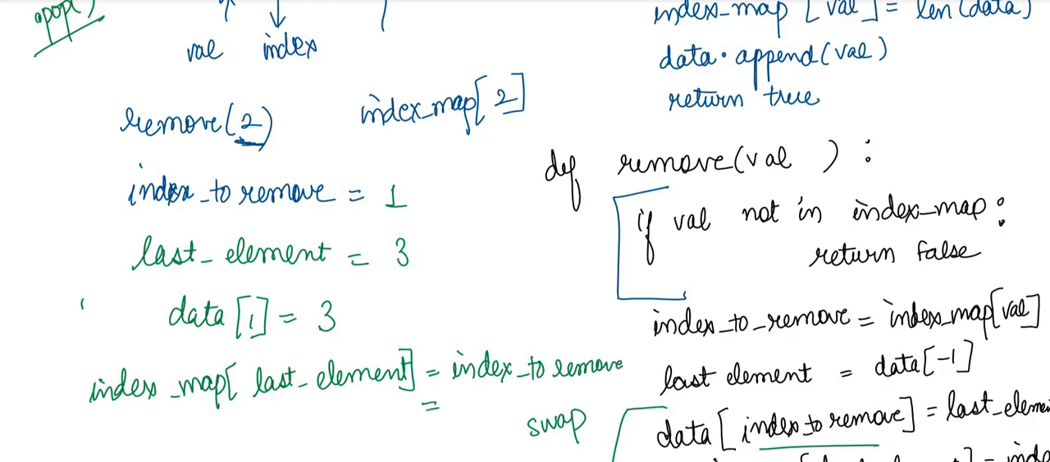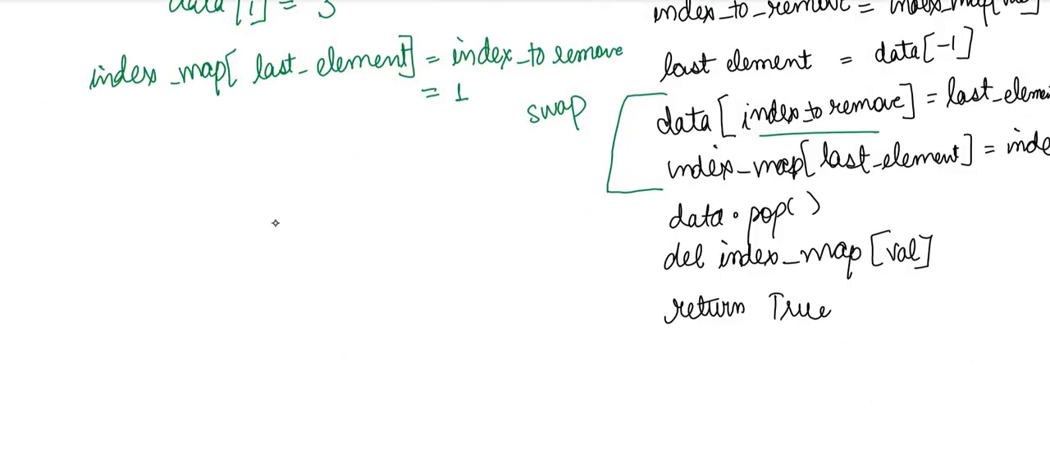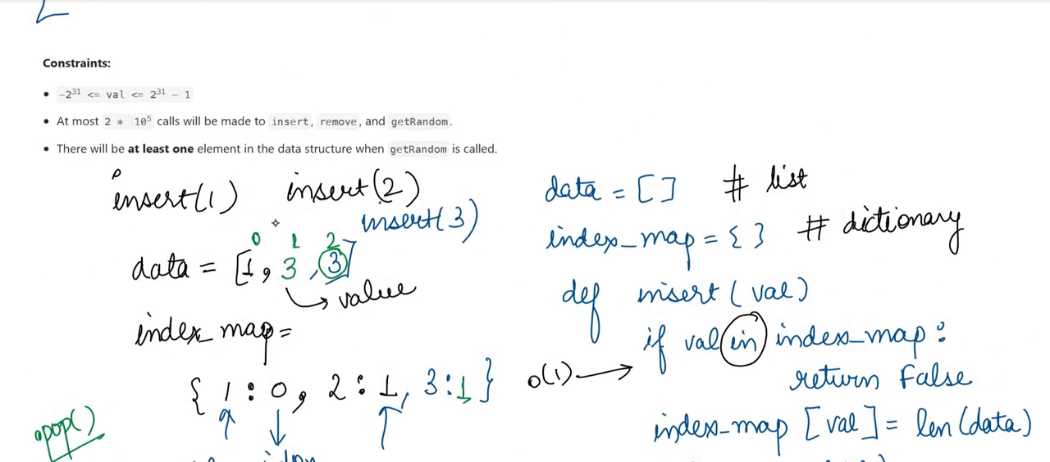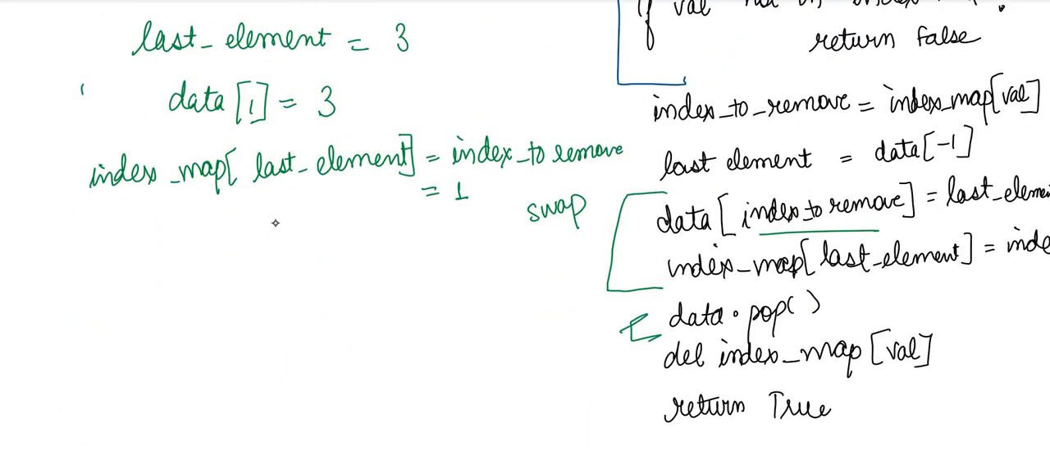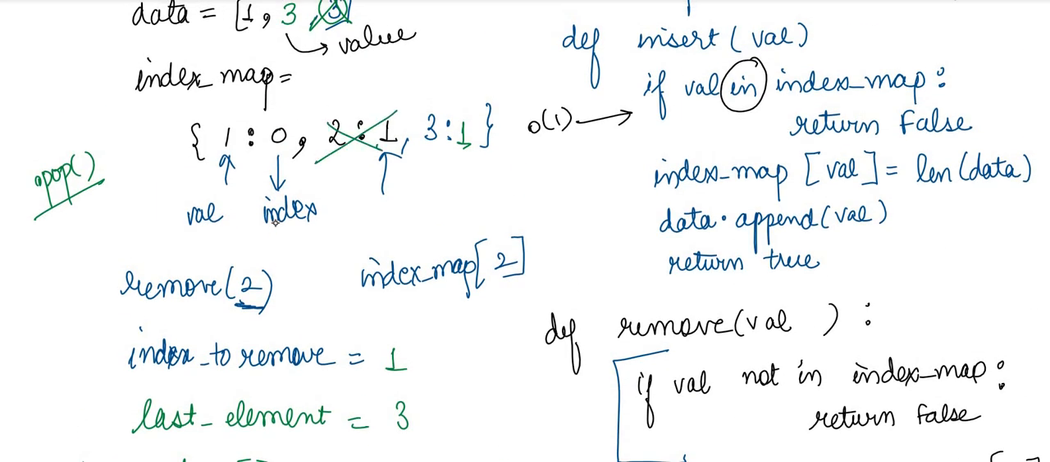So the index to remove is 1 and the last element is 3. So you have to go to the index map, and wherever 3 is present, you update the index to 1. Got it? Then simply from data you have to pop the value. So this value will be popped, it will be removed, and data will have only 1, 3. And from the index map you have to delete the value. So the value is 2, so you simply remove it from the index map with delete value.